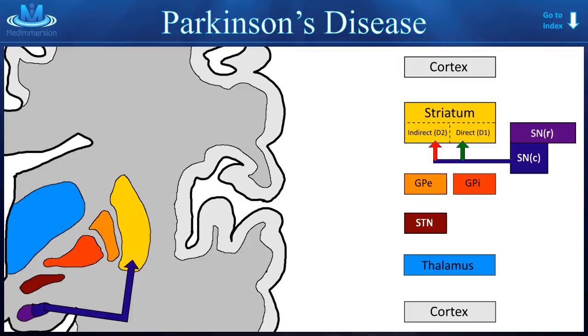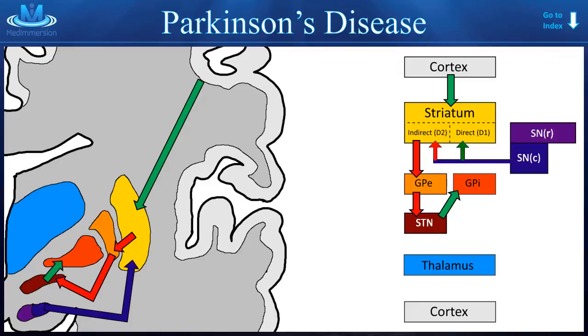First, starting at the cortex, a signal is sent from the cortex to the striatum. From the indirect pathway, there is an inhibitory signal sent to the globus pallidus externus, which then itself sends another inhibitory signal to the subthalamic nucleus, which in turn sends a stimulatory signal to the globus pallidus internus, which then sends an inhibitory signal to the thalamus, and then a stimulatory signal back to the motor control areas in the cortex. Okay, a little bit confusing. That's okay. We'll get through it.